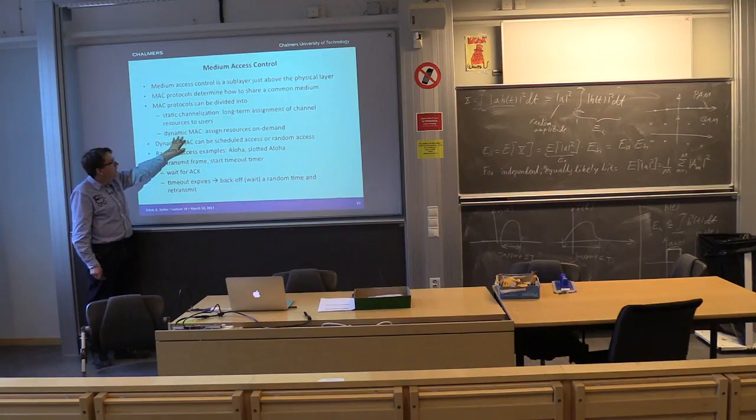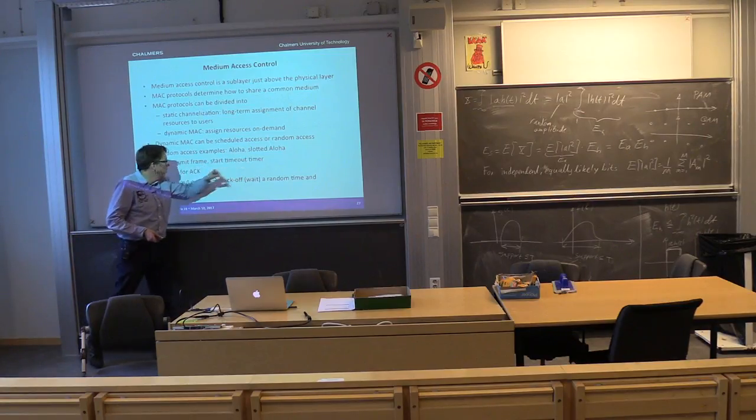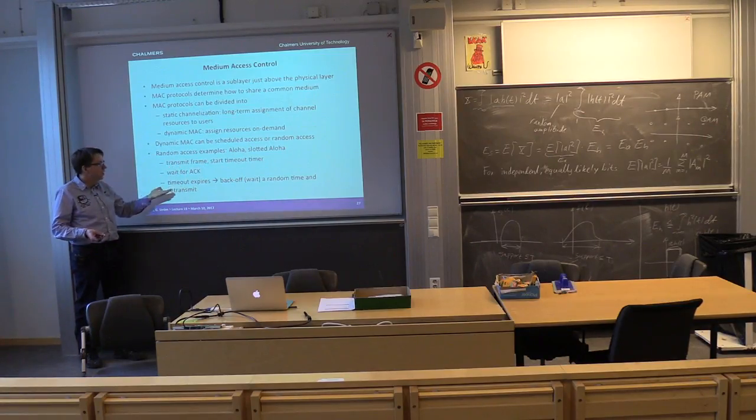Or dynamic MAC, where we assign resources on demand. So if somebody has something to say, they get resources. If they don't, they don't get resources. Okay. Dynamic MACs could be either scheduled access or random access. Random access, we have, for instance, ALOHA, slotted ALOHA. So basically it's like this. We transmit the frame, start a timeout counter, we wait for an ACK. If the timeout expires, we back off and transmit again. Very similar to an ARQ protocol.